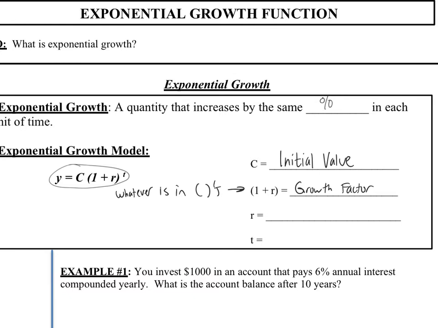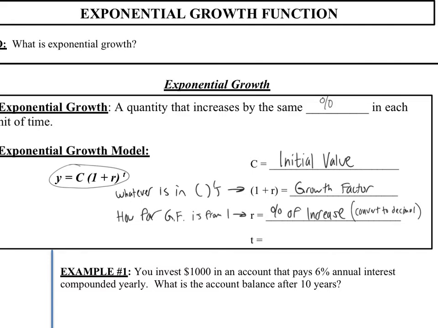R is going to be called a percent of increase. You also want to be careful to convert it to a decimal. And R is how far the growth factor is from 1.